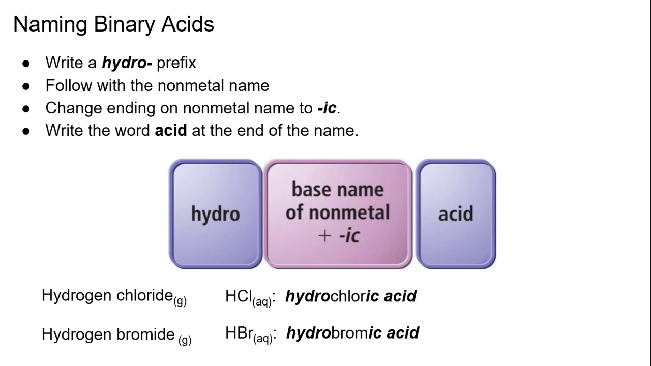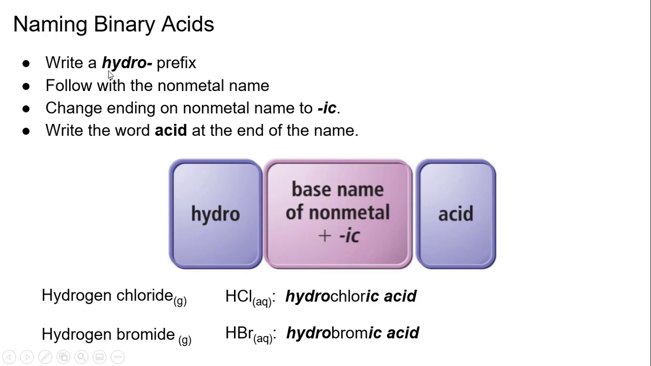So first we write the word hydro as the prefix, follow with the nonmetal name, and change the ending on the nonmetal to ic. Write the word acid at the end. So, for instance, hydrogen chloride as a gas is named hydrogen chloride. But once we have it dissolved in water, it is now an acid. We no longer are going to follow the naming for this.